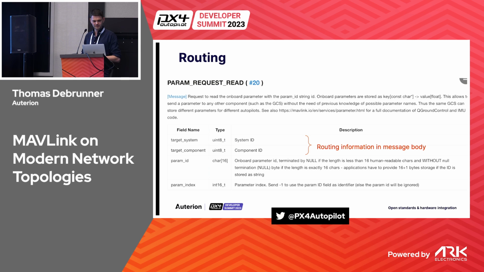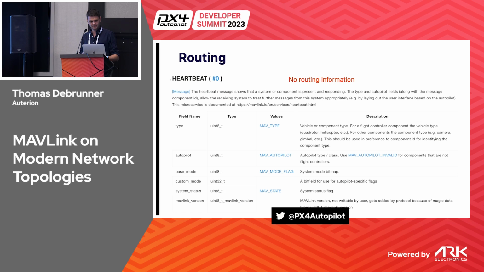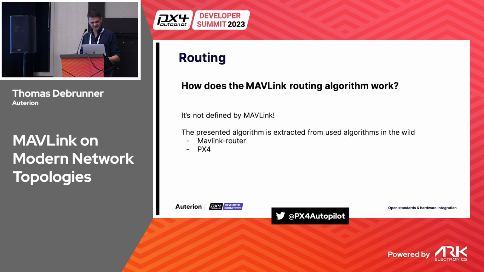Right, so here's an example of param request read. That's the message you send to the autopilot to request a param. And that has actually target information in there. So if your router understands this message, which it probably does because it has been there for 10 years, it can direct it. But then another message like this one is the good old heartbeat message, which is a classic telemetry message like battery status and so on. It doesn't have a target, so your router won't know what to do with this. So what does your router actually do, right?